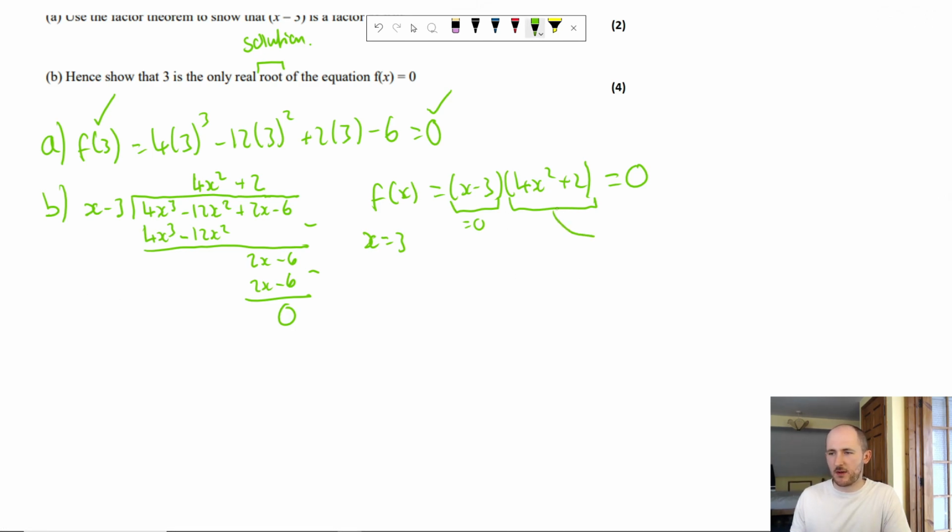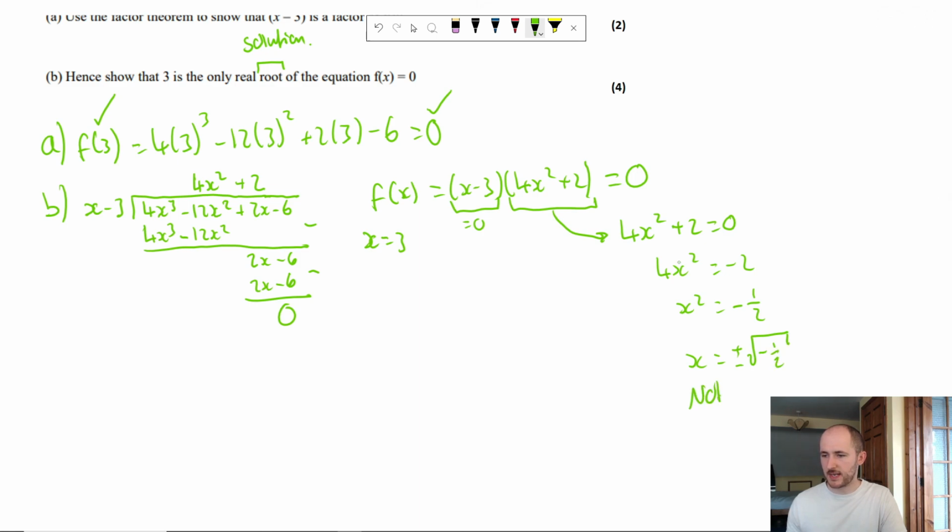So instead, what I'm going to do, if I want to make this equal to 0, is a much more rigorous way of doing it. You say 4x squared plus 2 equals 0. Right, that's what we're basically saying. So minus 2 from both sides, we get 4x squared equals minus 2. Divide both sides by 4, we get x squared equals minus a half. Then you need to square root, so x is equal to... well, I mean, you can't do it, right? So you'd say plus or minus the square root of minus a half. And you would just say the words not real. So that means x equals 3 is the only real solution.